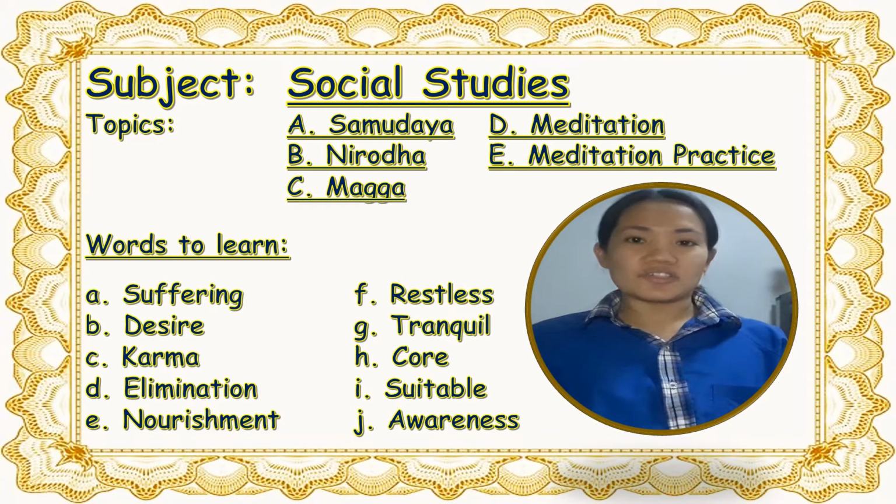Letter A, suffering. Letter B, desire. Letter C, karma. Letter D, elimination. Letter E, nourishment. Letter F, restless. Letter G, tranquil. Letter H, core. Letter I, suitable. And letter J, awareness.